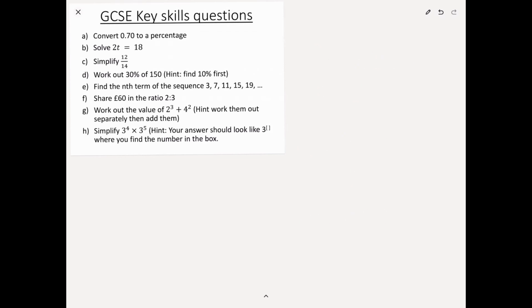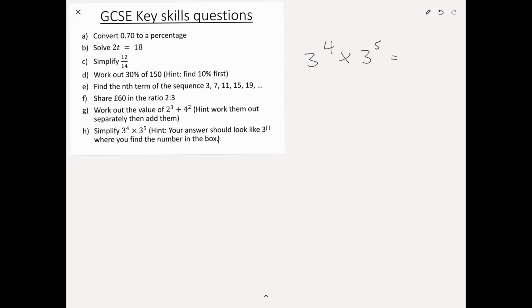Question H, simplify 3 to the power of 4 times 3 to the power of 5. And our hint tells us, your answer should look like 3 to the power of something, where you find the number in the box. Yes, there's a bracket missing there. Right, so we're not working out the value like we did in G, we're just simplifying it. So it's currently 3 to the power of 4 times 3 to the power of 5.